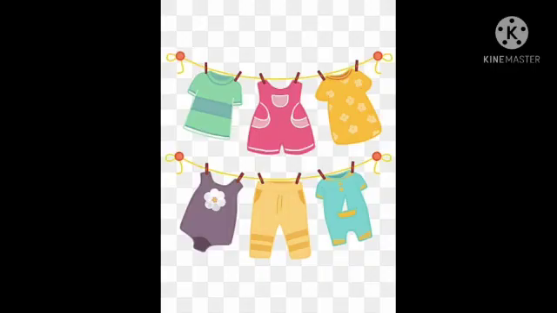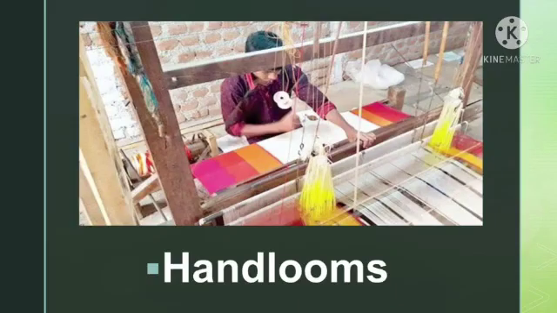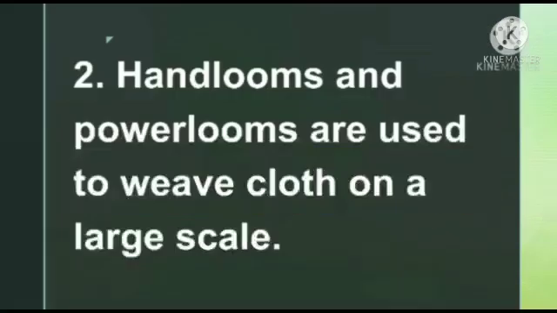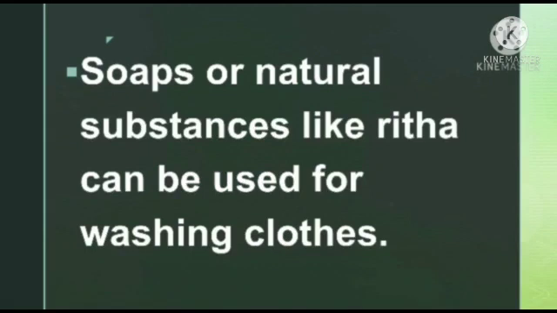Cloth can be woven in two ways. Sweaters, caps, etc. are woven with the help of knitting needles at home. Handlooms and power looms. Handlooms and power looms are used to weave cloth on a large scale. Cleaning the clothes. Our clothes become dirty after we use them due to various reasons. Soaps or natural substances like reetha can be used for washing clothes.